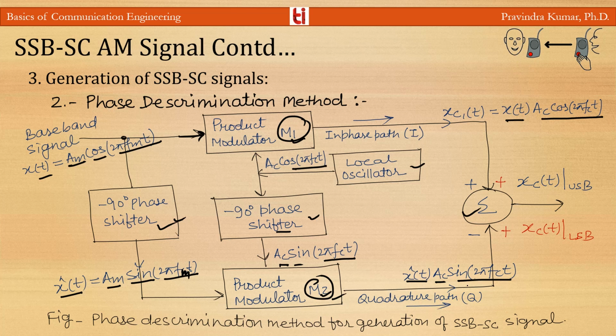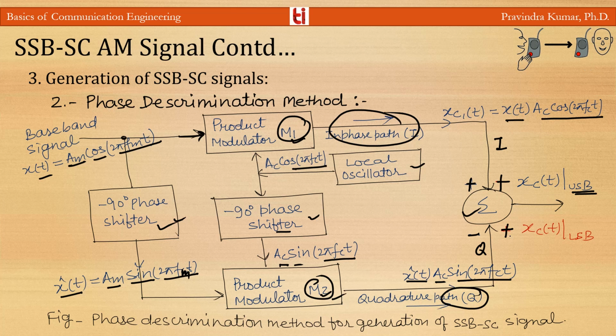Here the path of the product modulator M1 is known as the in phase path, I path, and the path of the product modulator M2 is the quadrature path. Now we will use the summer block. If I take the positive sign for the I path and negative sign for the Q path, then I will get my SSB-SC signal with the upper sideband. And if I use the same sign, positive, for the I and Q paths, then I will get the single sideband suppressed carrier with lower sideband.